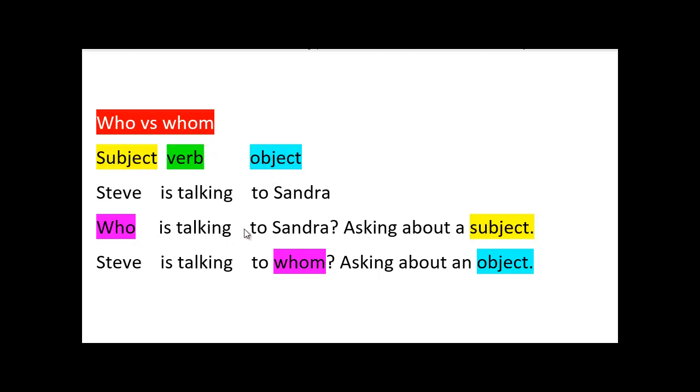Now, to see the difference between who and whom: Who is talking to Sandra? It's Steve. We're talking about the subject, so we use who. Now, if you're talking about the object, Steve is talking to whom. That is the object. So who is used to talk about a subject, while whom is used to talk about the object. Don't forget, that is the difference between who and whom.